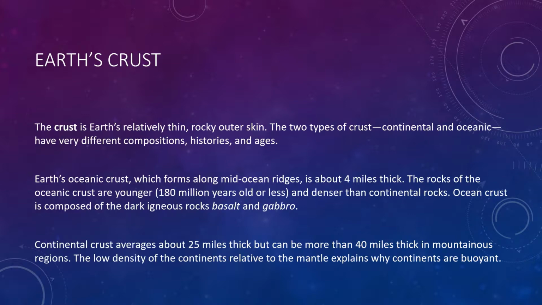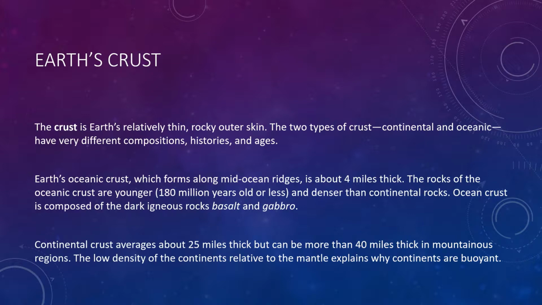The crust is Earth's relatively thin, rocky outer skin. The two types of crust, continental and oceanic, have very different compositions, histories, and ages. In fact, oceanic crust is compositionally more similar to Earth's mantle than it is to the crust of the continents. Earth's oceanic crust, which forms along mid-ocean ridges, as we talked about previously, it doesn't have to be in the Atlantic, is about 4 miles thick.